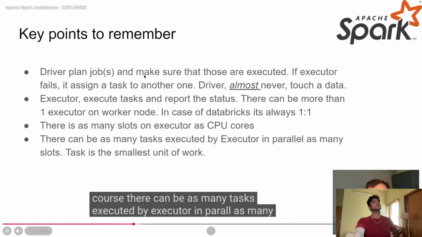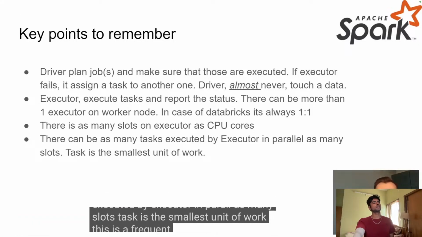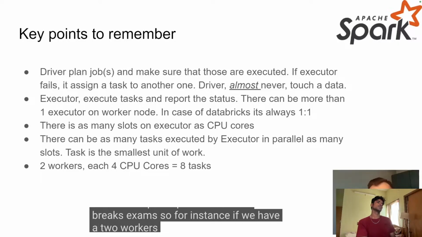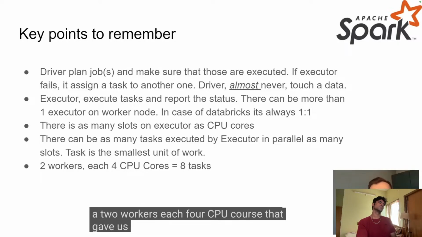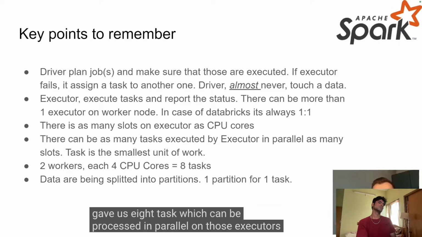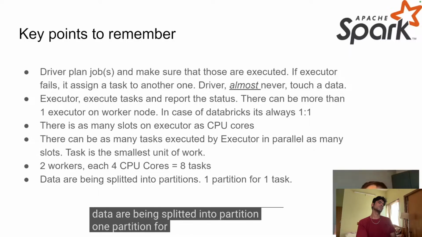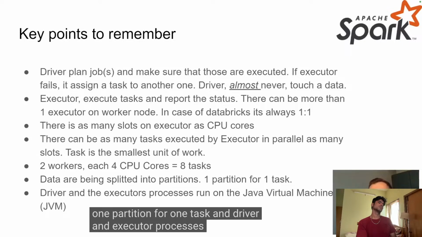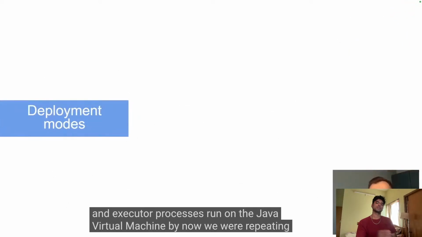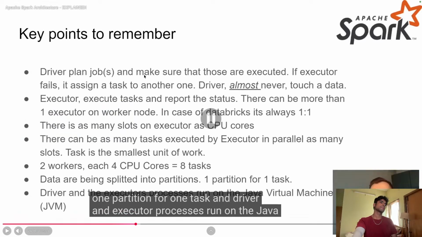Executor in parallel as many slots. Task is the smallest unit of work. This is a frequent question on Databricks exams. So for instance, if we have two workers, each 4 CPU cores, that gives us 8 tasks, which can be processed in parallel on those executors. Data are being split into one partition for one task, and the driver and executor processes run on the Java virtual machine.